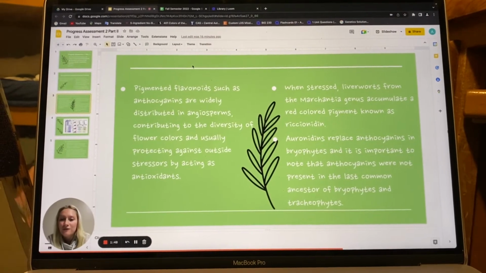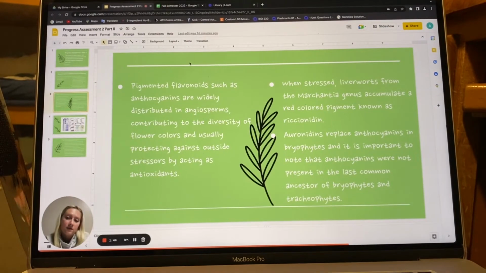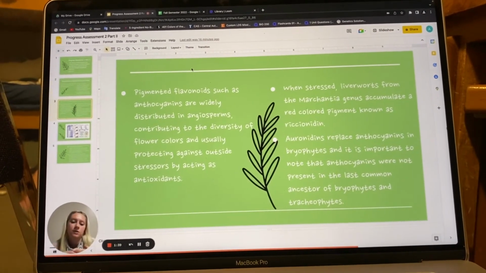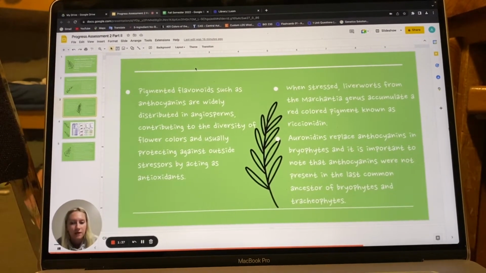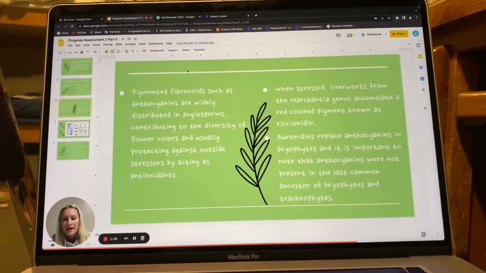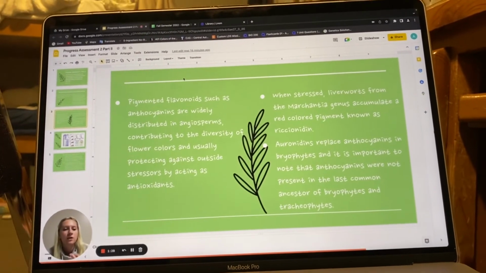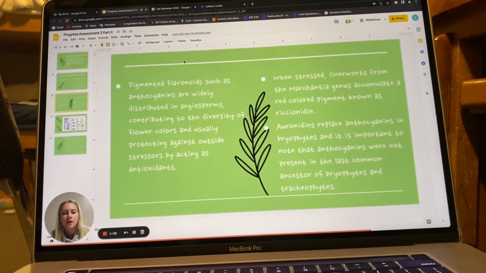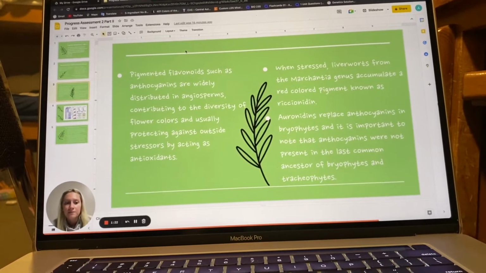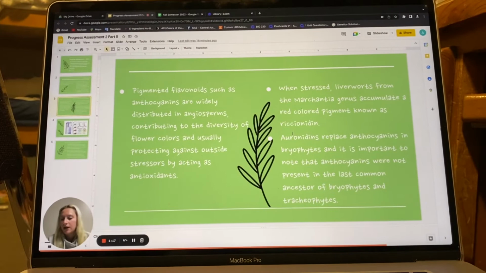So the article found that pigmented flavonoids, such as anthocyanins, are widely distributed in angiosperms. And that basically contributes to the flower colors that we see. That's why they're so diverse. And they usually protect against outside stressors by acting as antioxidants. And so when they're stressed, liverworts form this red-colored pigment known as riccionidin from this Marchantia genus. And it basically turns them red.